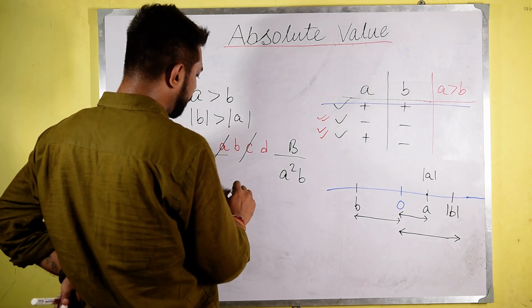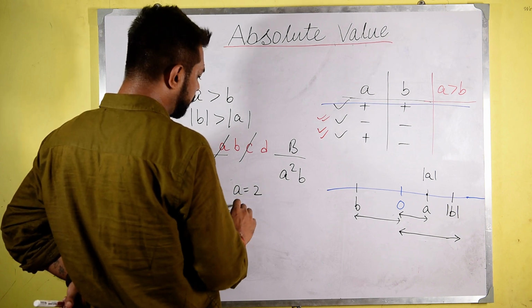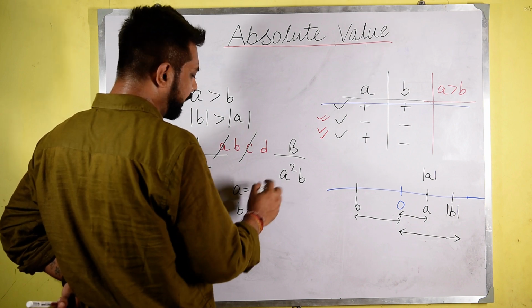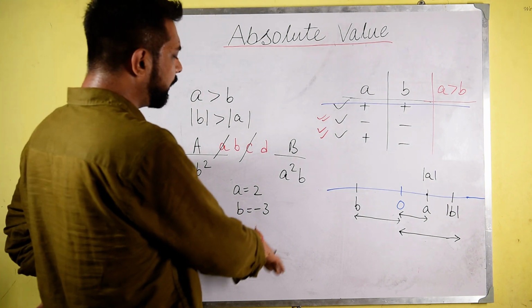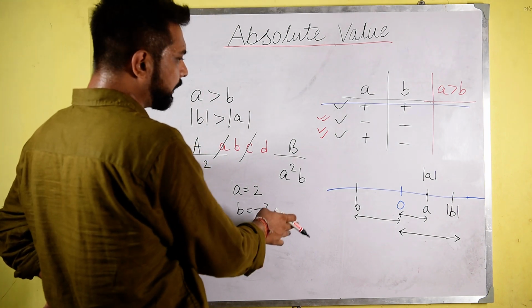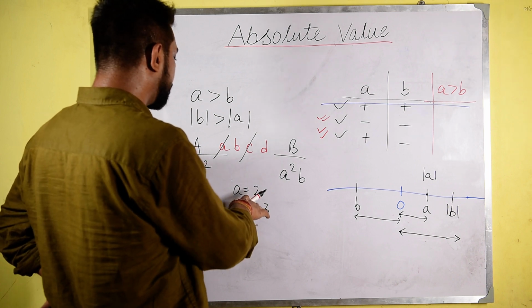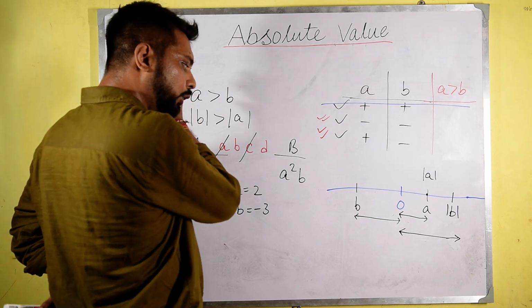Let us say I am taking A is equal to 2, that means the distance of the A from the origin is 2. So consider B in such a way that its distance from the origin should be more than 2. So we can take it as minus 3. I have to take the negative number, but if I take the distance of B with respect to the origin, it will be 3. So you have to choose those values of B which are more than 2, in this case, as I have taken A as 2.